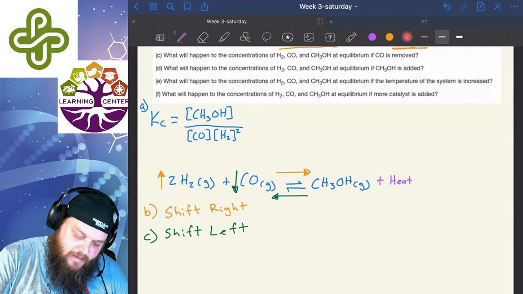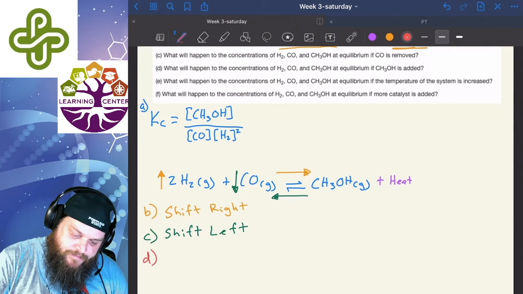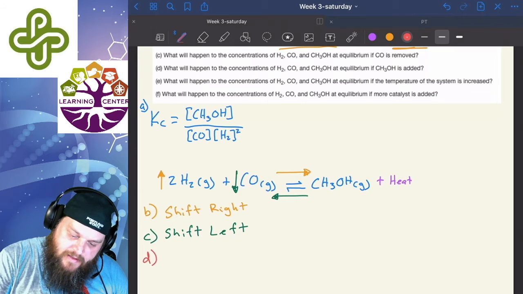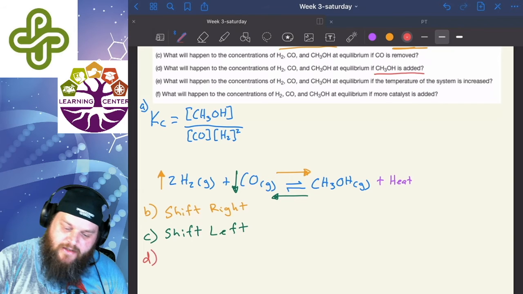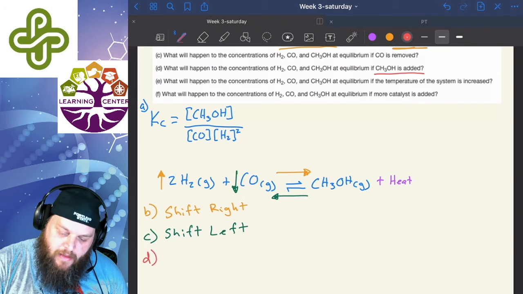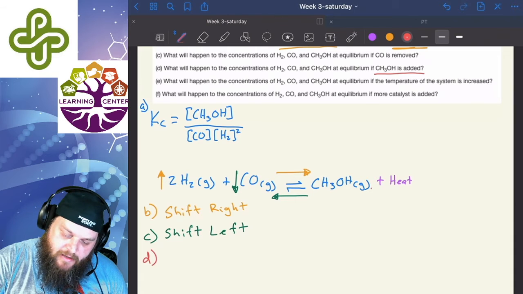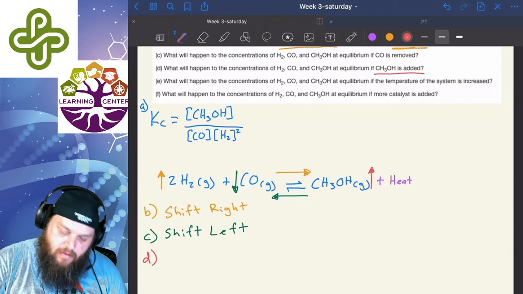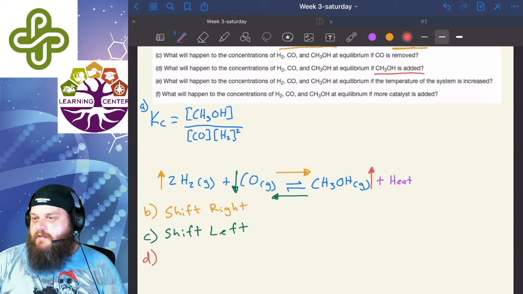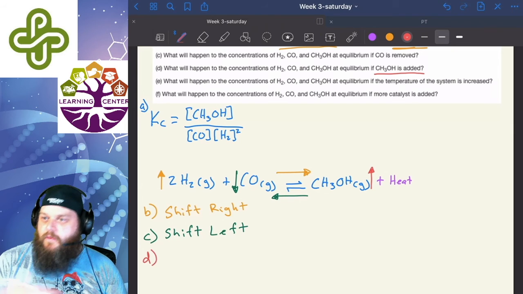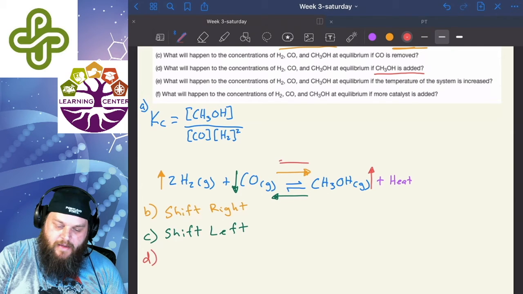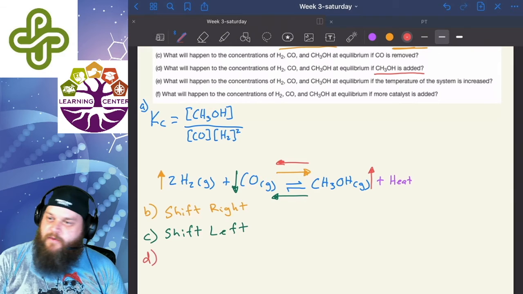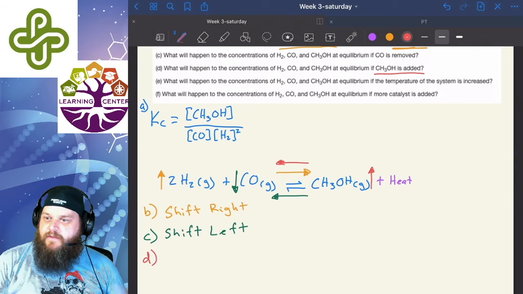Let's go to part D. What will happen to these concentrations if CH3OH, that methanol, is added? So now we're increasing methanol. Well, if we're increasing one of the concentrations of products, we're going to shift back this way. We're going to increase the rate of the back reaction, shifting to the left-hand side.